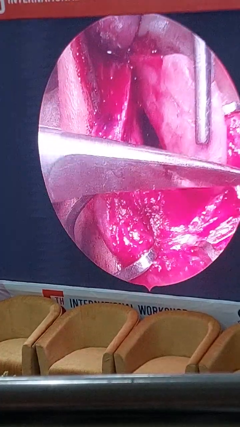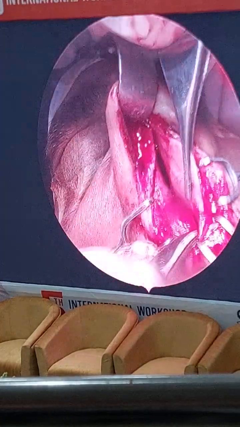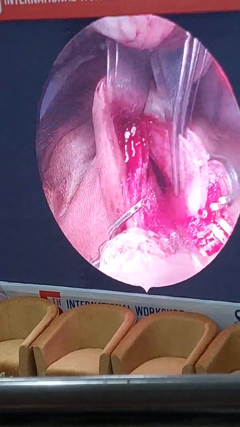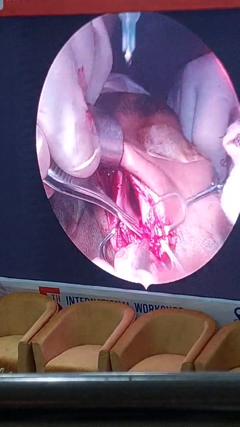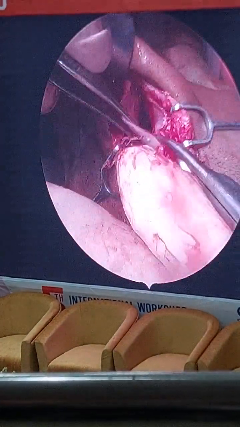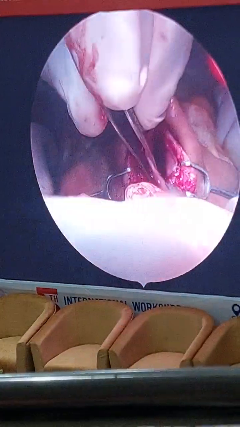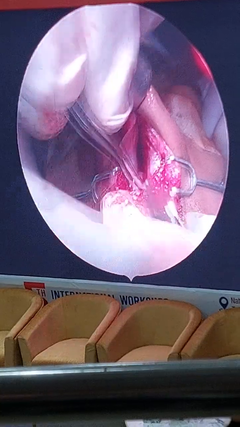Okay. So this is the fiber of the depressor septi nasi muscle. These are the fibers. So we separate these fibers. We have this caudal part of the septum deviation. So we just separate this. Yes. Give me the suction.